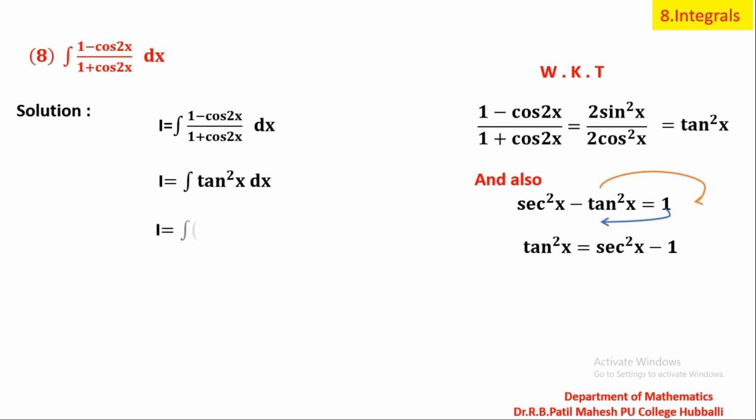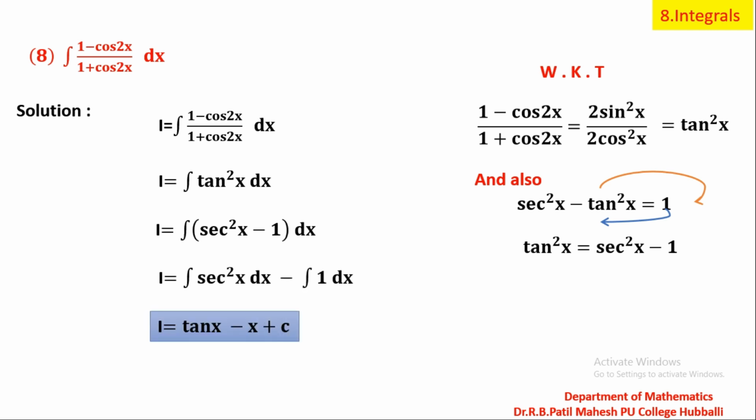So your integration problem becomes: tan square x can be written as secant square x minus 1, and we integrate both secant square x as well as 1 with respect to x. And integration of secant square x, you know from the list of formulas, is tan x, and integration of 1 with respect to x is x plus c, the constant of integration. One of the very important 2 mark questions, just by trigonometric identities.